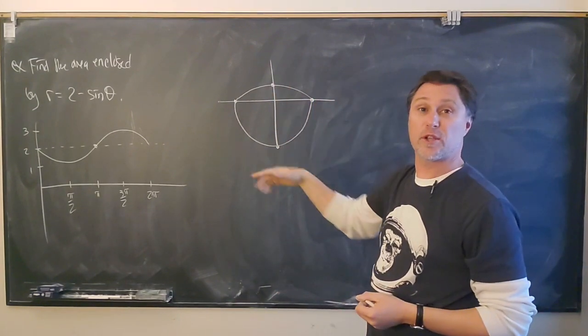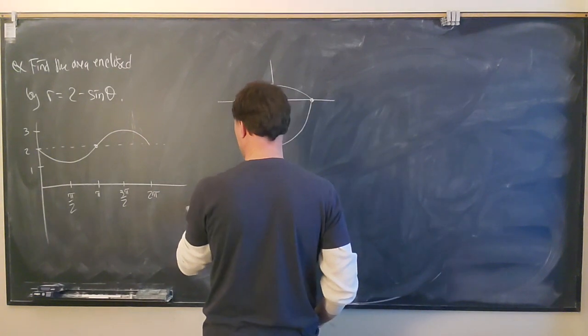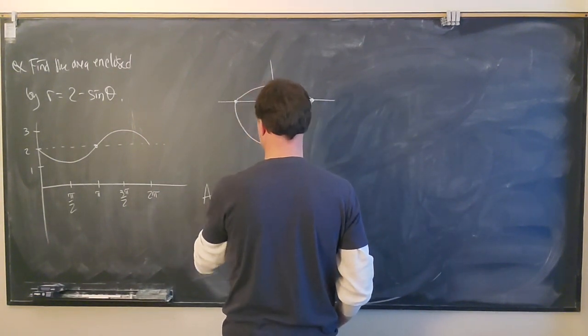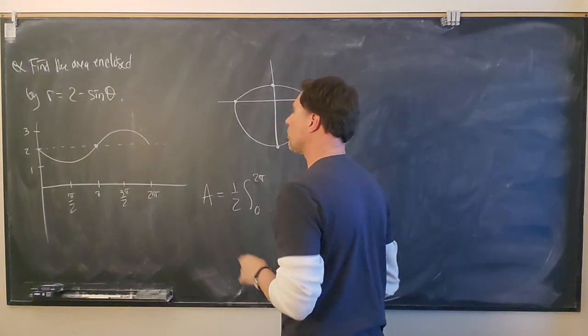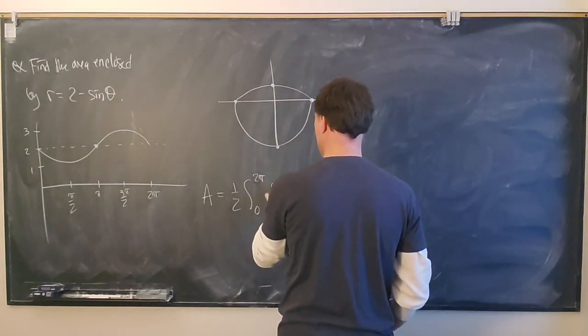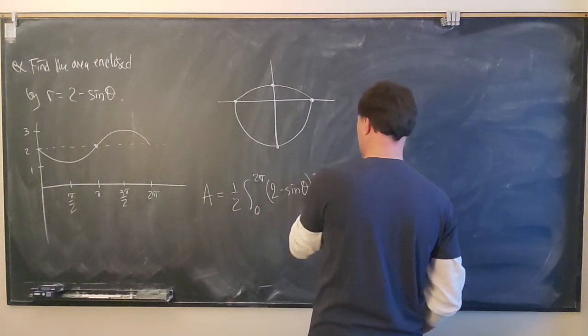And so now we can see we want the area enclosed by the entire curve. So we're going to integrate from 0 to 2 pi all the way around, right? And so the area is going to be 1/2 integral from 0 to 2 pi of 2 minus sine theta, all of that squared, d theta.